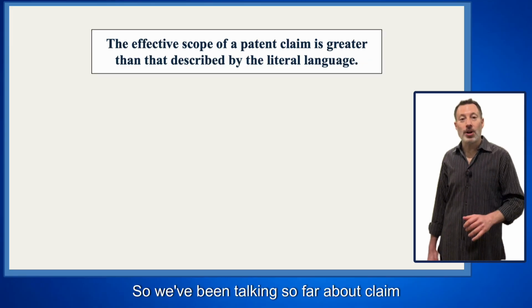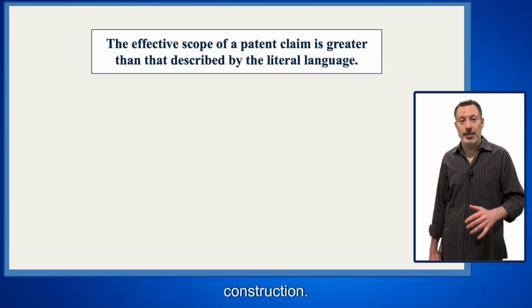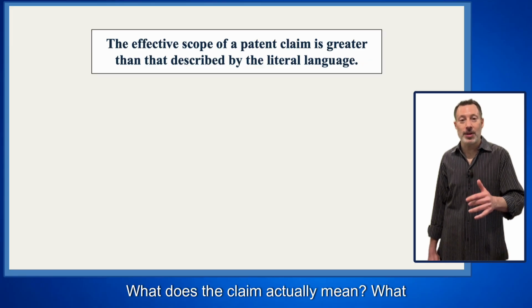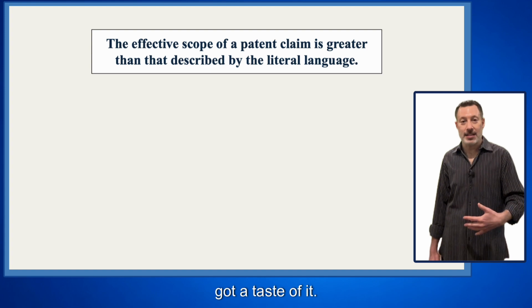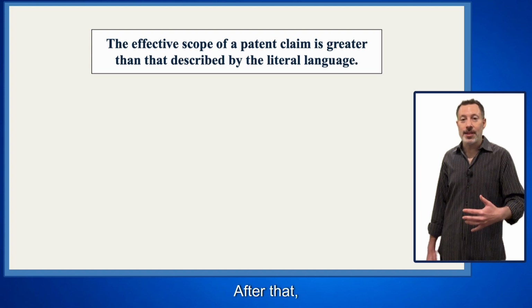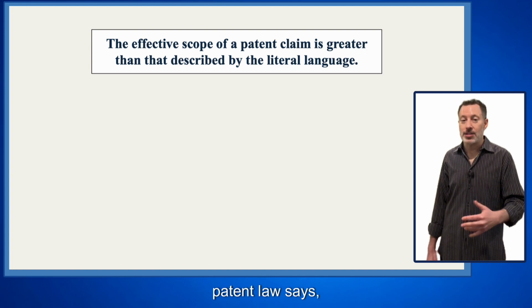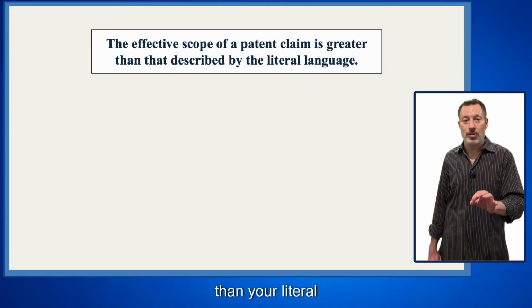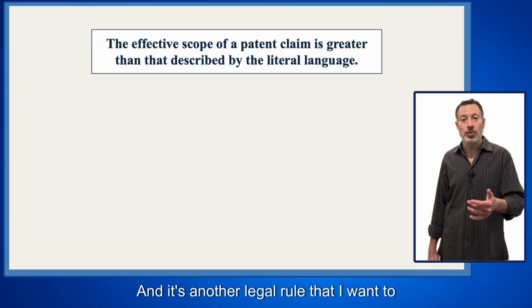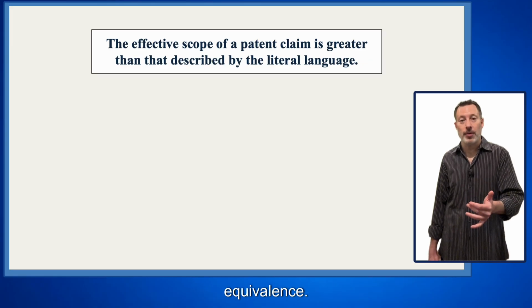So we've been talking so far about claim construction. What does the claim actually mean? What does it actually say? And that's the Markman process, and you've got a taste of it. After that, patent law says we will give you more than your literal claim scope. And it's another legal rule that I want to introduce called the doctrine of equivalence.